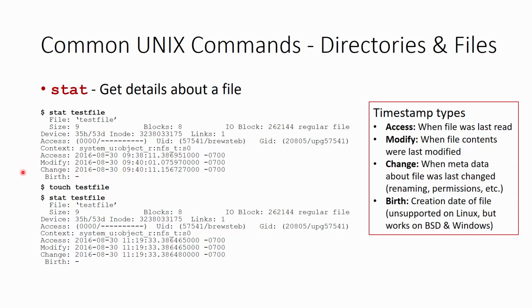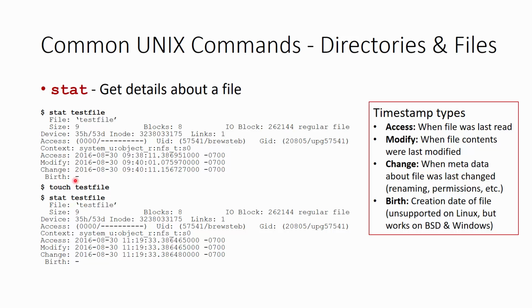the access, modify, and change timestamps. The access timestamp tells us when a file was last read. Modify is for when the file contents were last modified, and change is updated whenever the metadata gets changed. So if you rename it or change its permissions, then that one gets changed. Birth is about the creation date of that file.